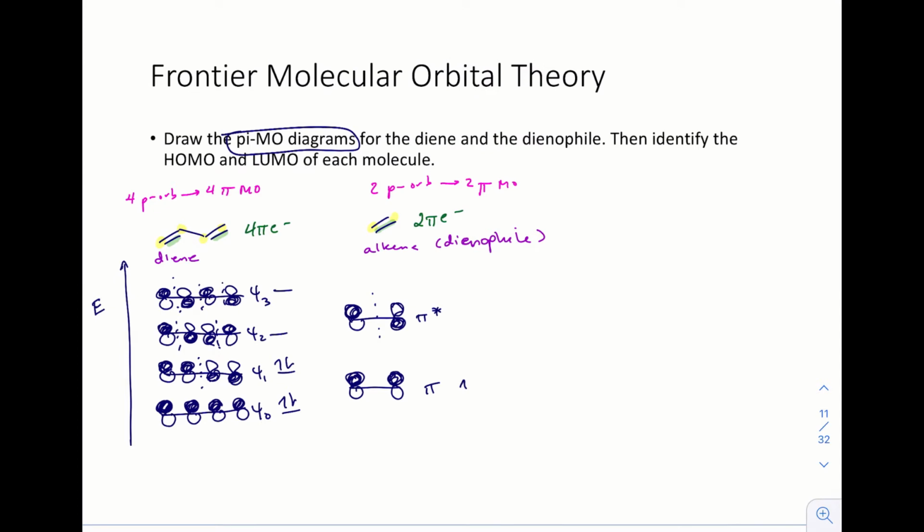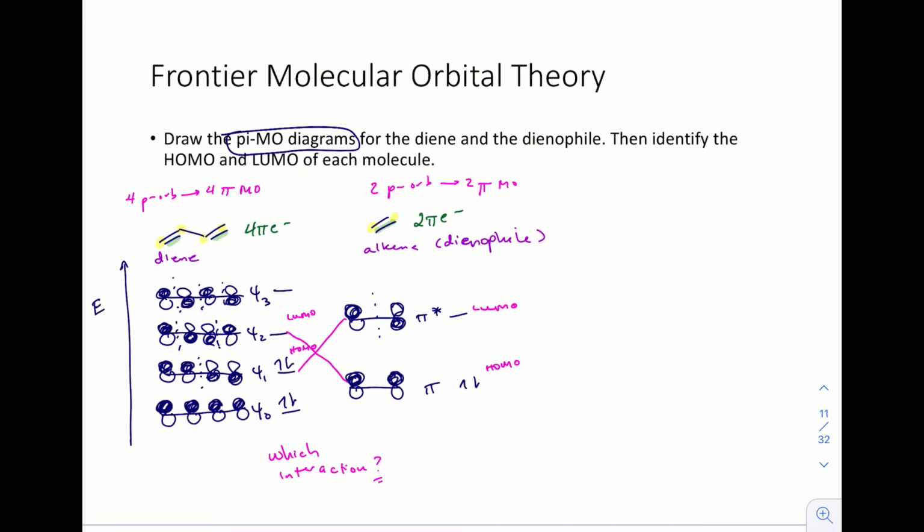Those electrons will occupy the lowest energy orbital, which is pi. The antibonding orbital, pi star, is empty. We should identify the HOMO and LUMO for both of these species. For the diene, the highest energy filled molecular orbital is psi 1. The LUMO, the lowest energy empty orbital, is psi 2. For the alkene, the highest energy filled molecular orbital is pi, and the lowest energy unfilled molecular orbital is pi star. So there are 2 possibilities. The HOMO of the diene interacts with the LUMO of the dienophile, or the LUMO of the diene reacts with the HOMO of the dienophile.